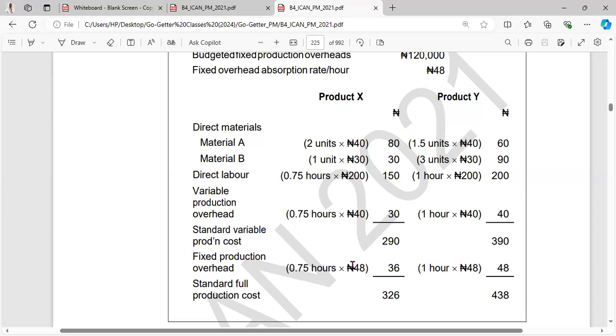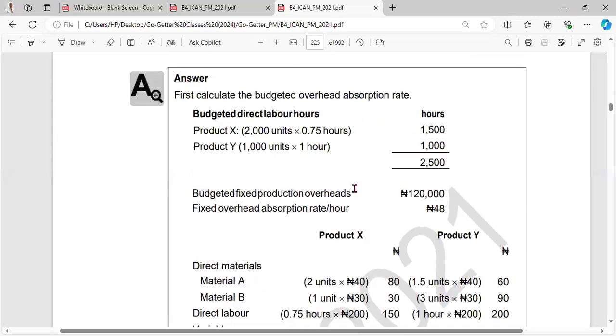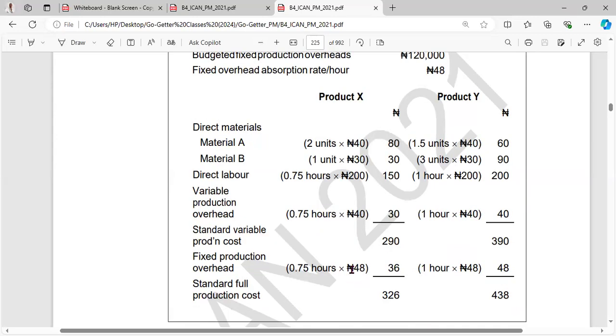We have gotten our overhead absorption rate per hour, and we use it to multiply the number of hours. So this is 36, this is 48. When you add your variable cost with your fixed cost, you have your standard full production cost as we have gotten so far. So you see why we have to do our fixed overhead absorption rate first, because we can do all of these rates easily. But here we didn't. Even though you didn't start with this, when you are coming down to here, you can always go and give a workings and come back and fix the figure.